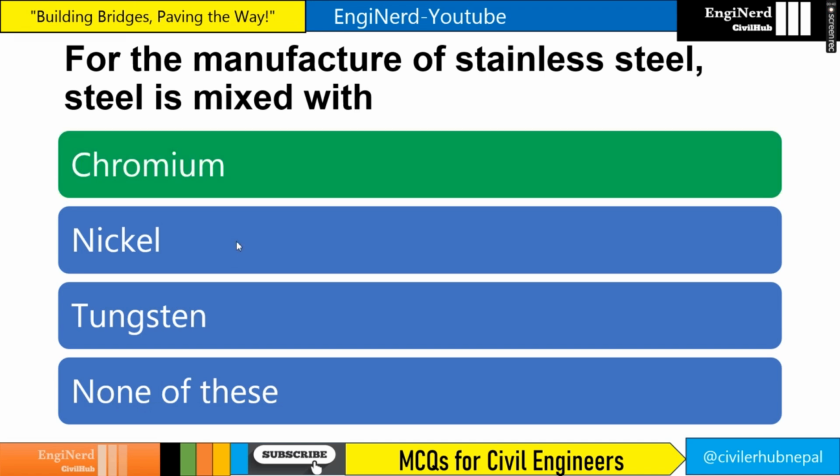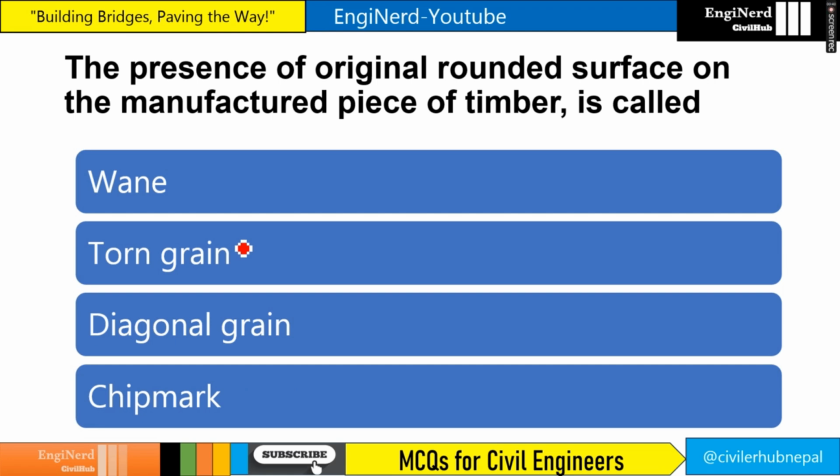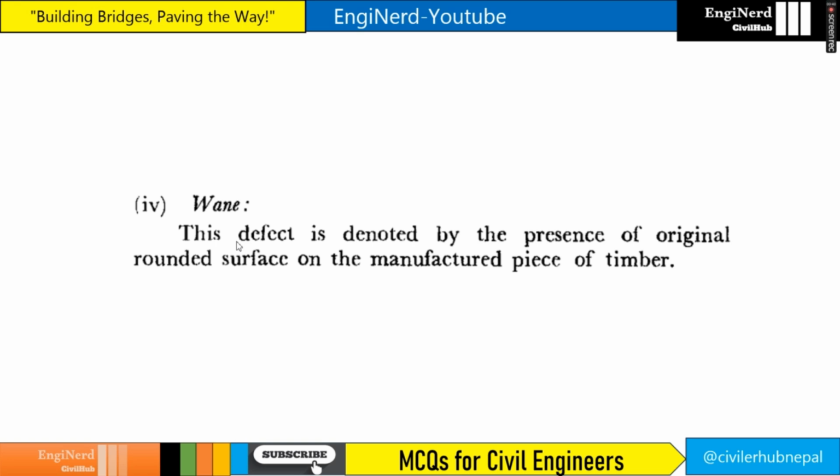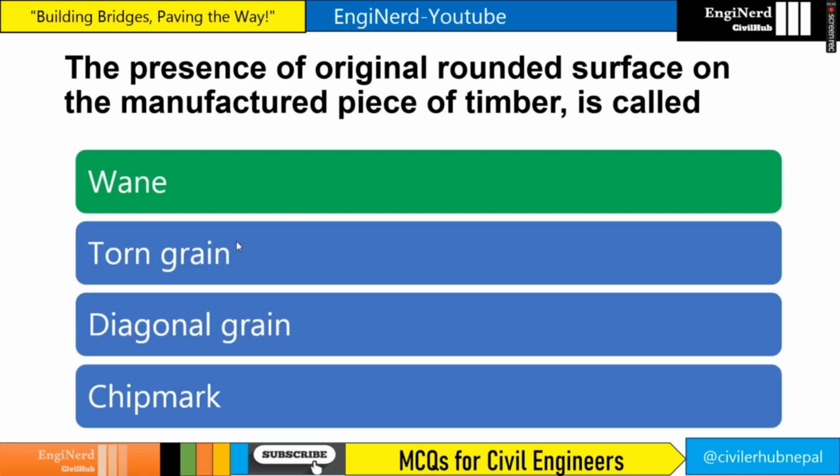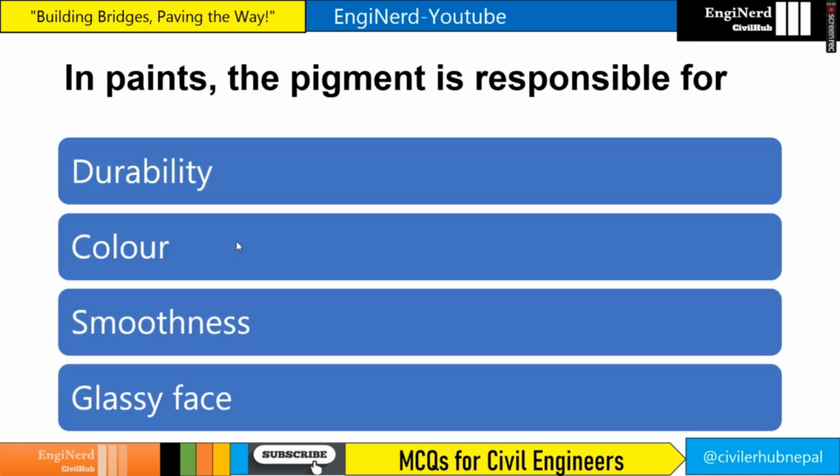Chromium, right? The presence of original rounded surface on the manufactured piece of timber is called wane, right? Wane is this defect, denoted by the presence of original rounded surface on the manufactured piece of timber, right? In paints, the pigment is responsible for color.